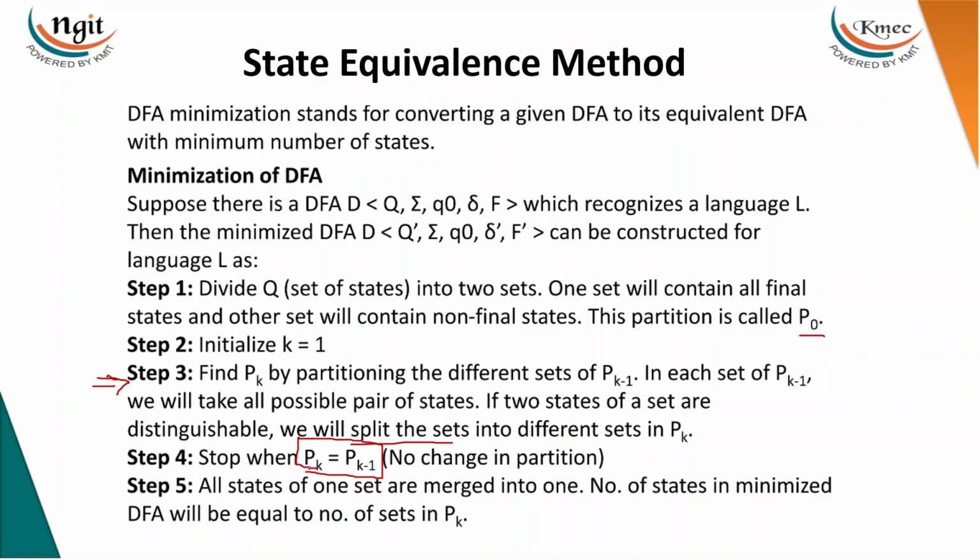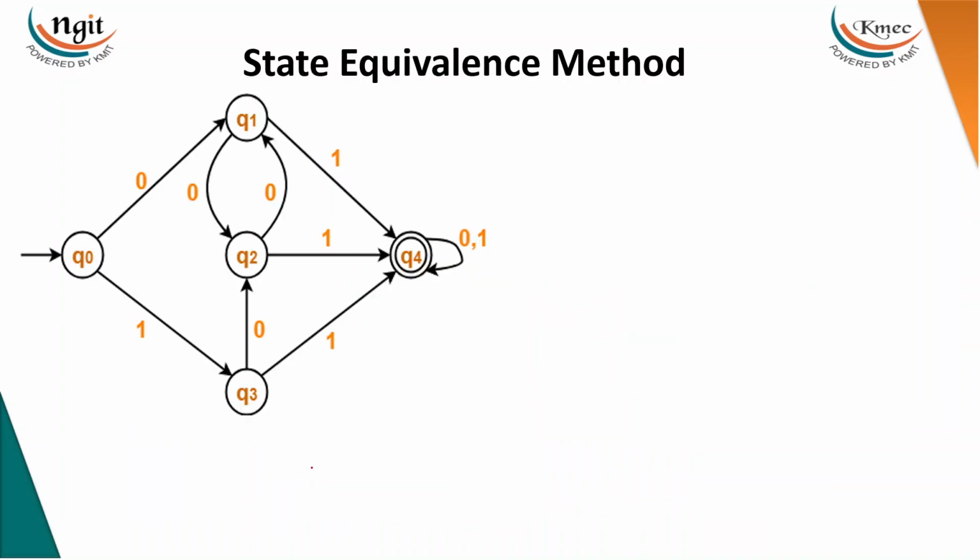Of course, you might have some doubts in this, but let me explain with an example, don't worry. You'll definitely understand it. Let me go with this. Here we have 5 states. First, in P0, divide the states into final and non-final groups. The non-final states are Q0, Q1, Q2, Q3, and Q4 is final. Now specify the behavior of each and every state like this.